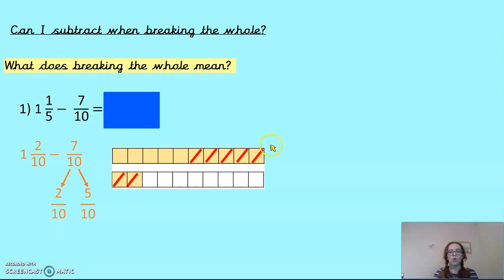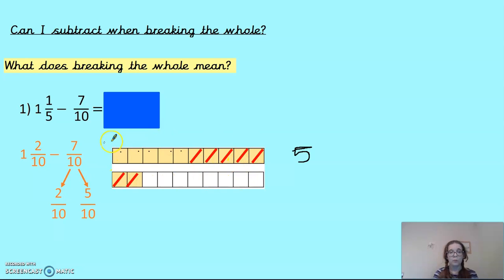We've got my 1 here, and we've got my 2/10 left over here to represent my mixed number. Then I've crossed out my 2/10 from here, and then 5 more tenths up here. What is my answer going to be? Well, I can work that out by counting how many I've got. 1, 2, 3, 4, 5. I've got 5, which is my numerator because I've got 5 parts coloured in.